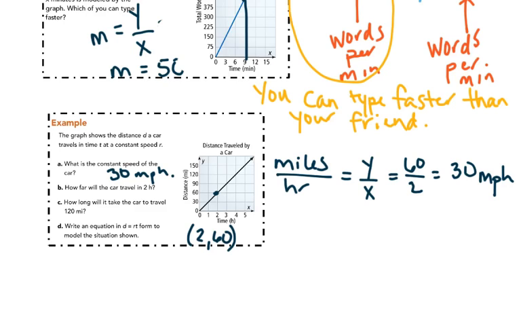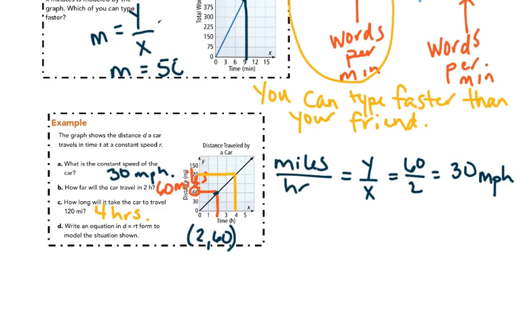All right, how far will the car travel in 2 hours? So, actually, I already picked that point, didn't I? So if you look at 2 hours, you follow that over, and that's 60 miles. How long will it take the car to travel 120 miles? So here I'm going to look for 120. I kind of wrote over it, but 120 miles. See where that graph hits, and that hits 4 hours. So it will take 4 hours to travel 120 miles.